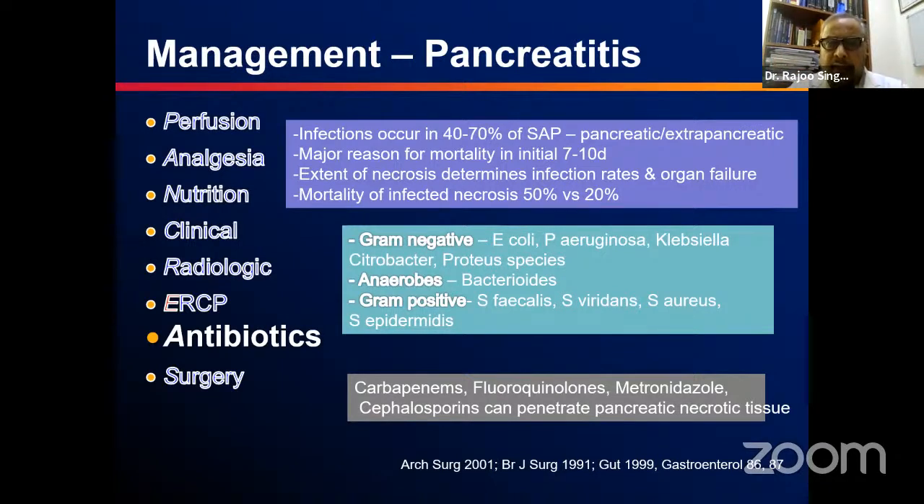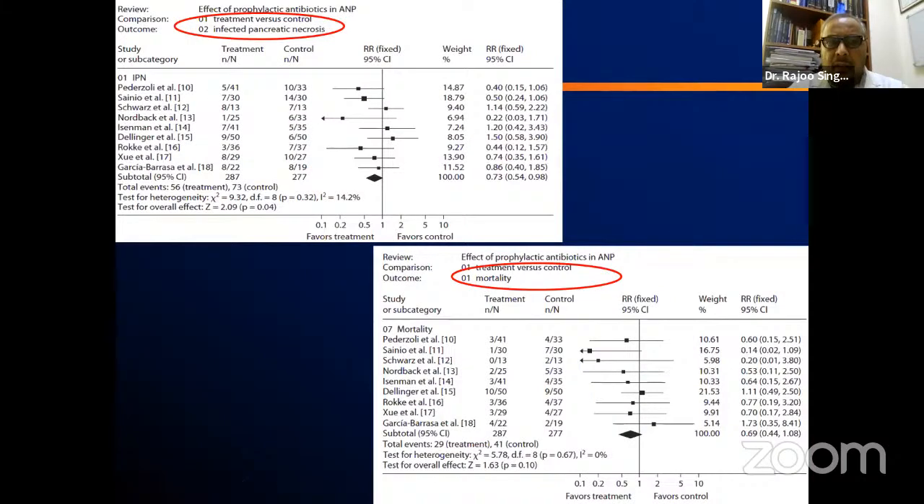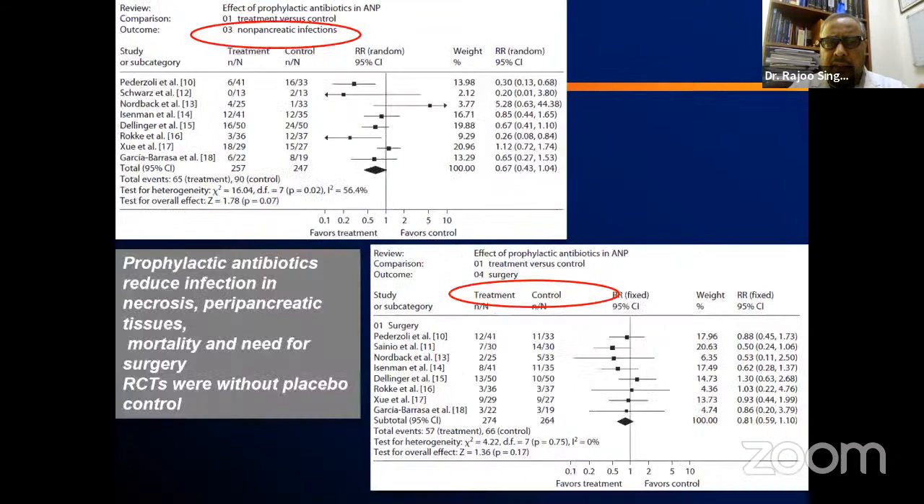Now, which antibiotics? Antibiotics which have got a good penetration into the pancreas. Carbapenems, fluoroquinolones, metronidazole can penetrate, cephalosporins can penetrate the pancreatic tissue, and we need to be giving them. But generally, total use of antibiotics is not good, and prophylactic antibiotics have no role in the management of pancreatitis.